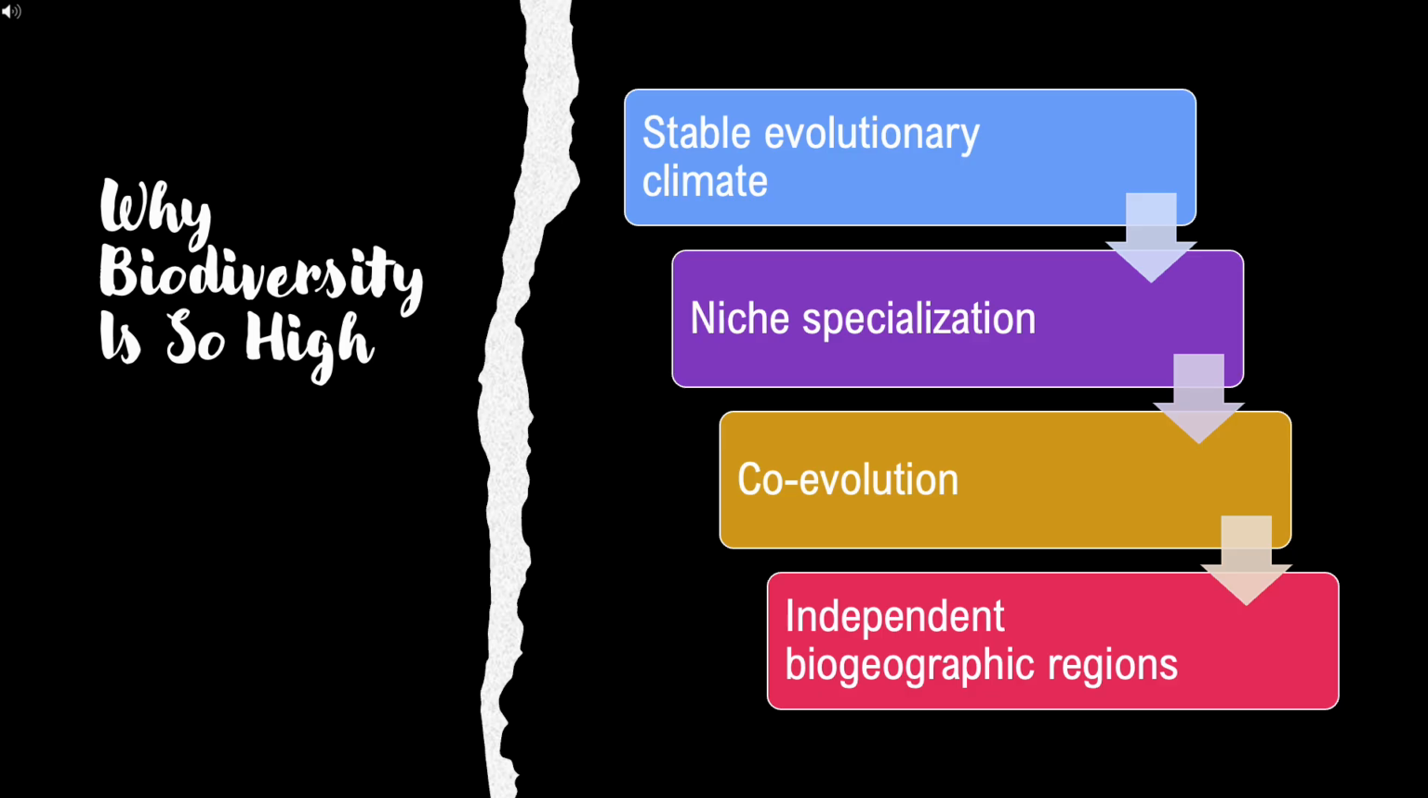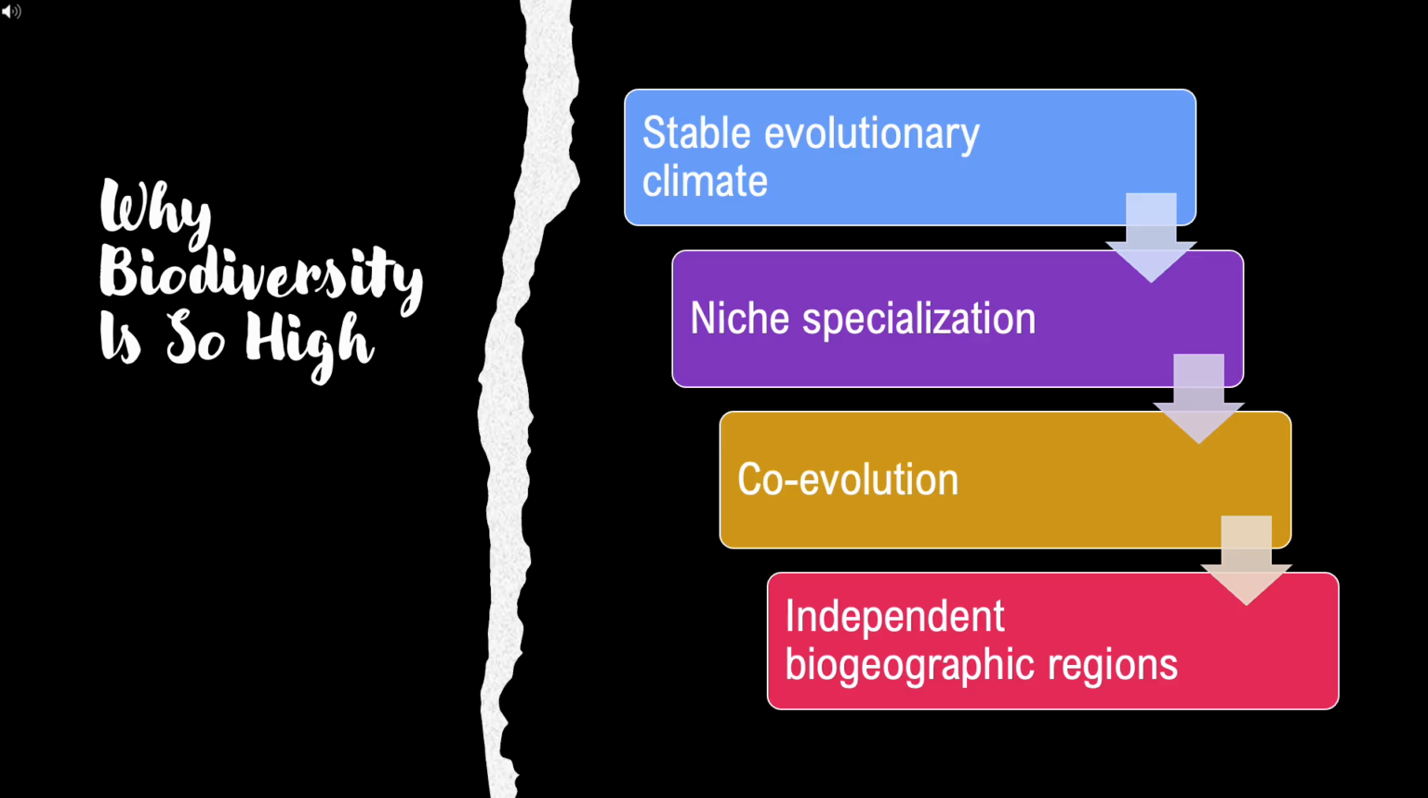First, stable evolutionary climate. The tropics, particularly near the equator, have been relatively climatically stable over millions of years. They weren't glaciated during ice ages. This stability allowed species to accumulate over time without major extinction events resetting the clock. Time plus stability equals diversity.